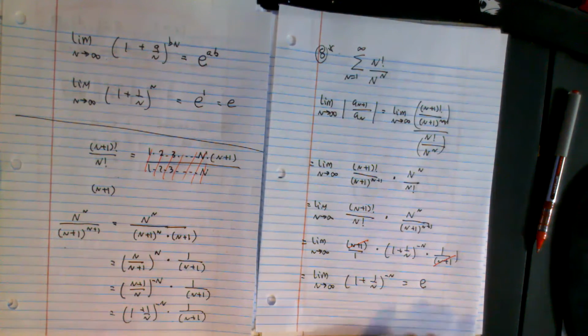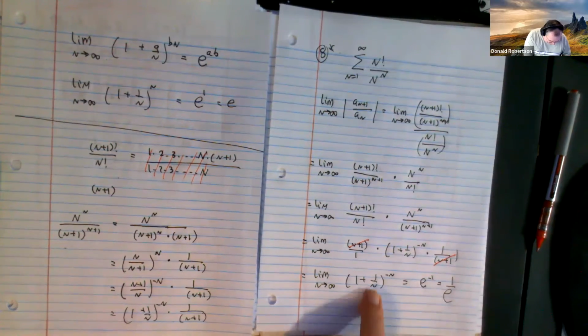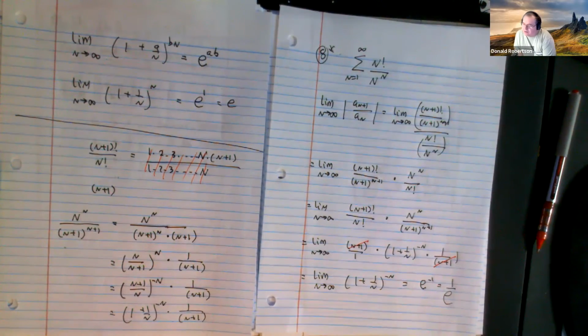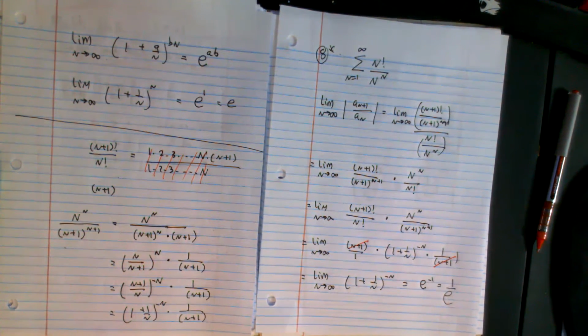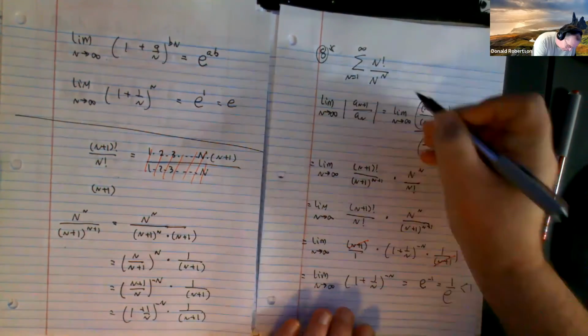-1. Now, it isn't e to the -1. Oh, by the way, 1 times -1 is where that came from. Isn't that 1 over e? Agreed? Is 1 over e bigger than 1 or less than 1? Less than 1. And because it's less than 1, does it not mean that this is absolutely convergent?